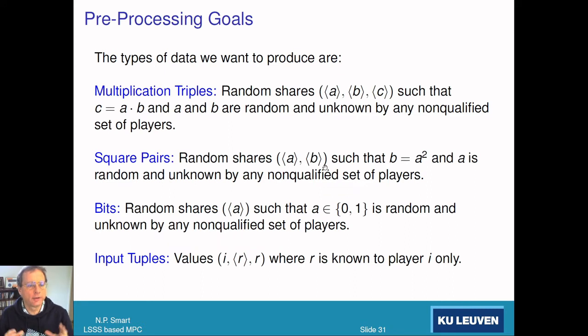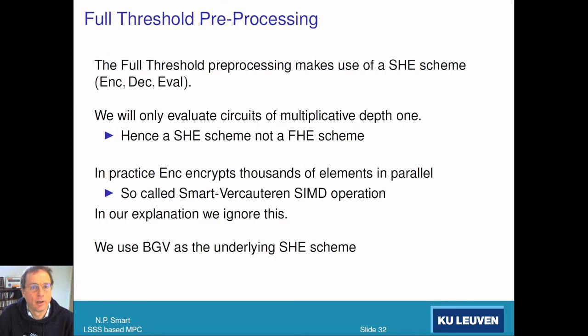So recall, what is the goal of pre-processing? We want to produce multiplication triples, square pairs, secret bits and the input tuples. Same as before, nothing different. Now for full threshold pre-processing, as I said, we're going to use a somewhat homomorphic encryption scheme which only needs to evaluate circuits of multiplicative depth 1. That means it's not a general FHE scheme, it's just an SHE scheme, and because multiplicative depth 1 is relatively shallow, this is relatively efficient.